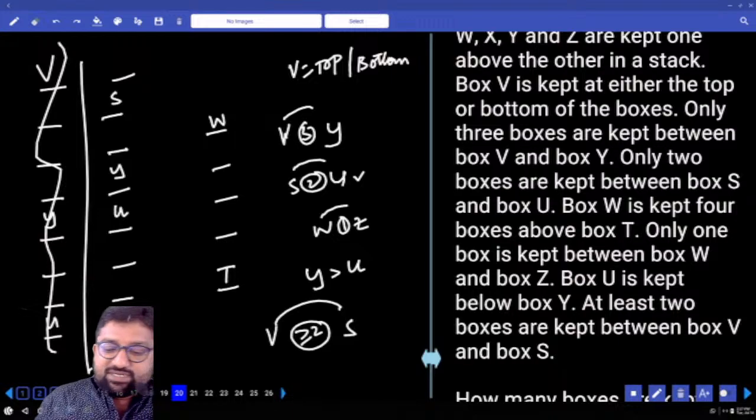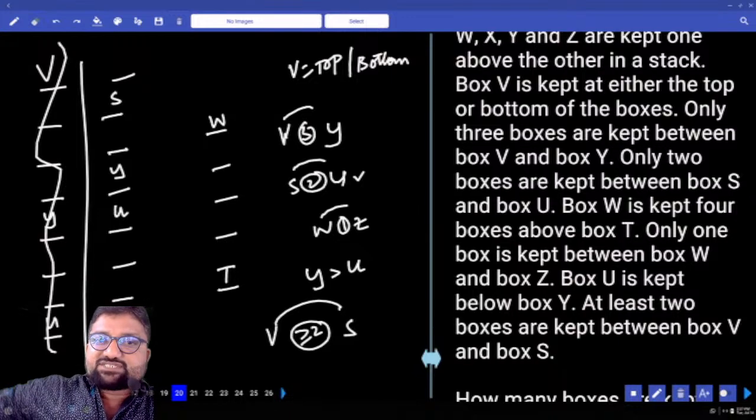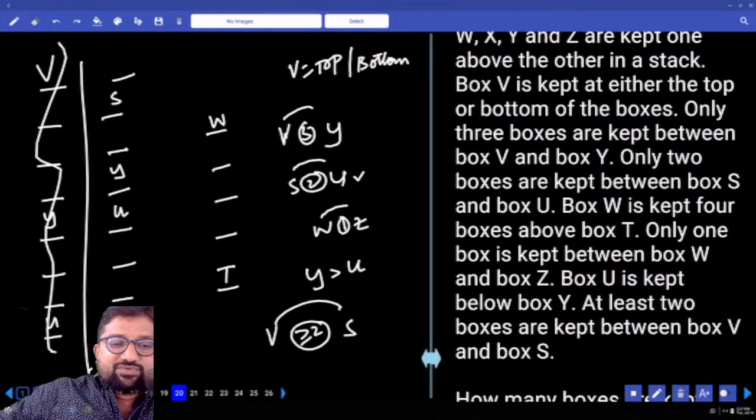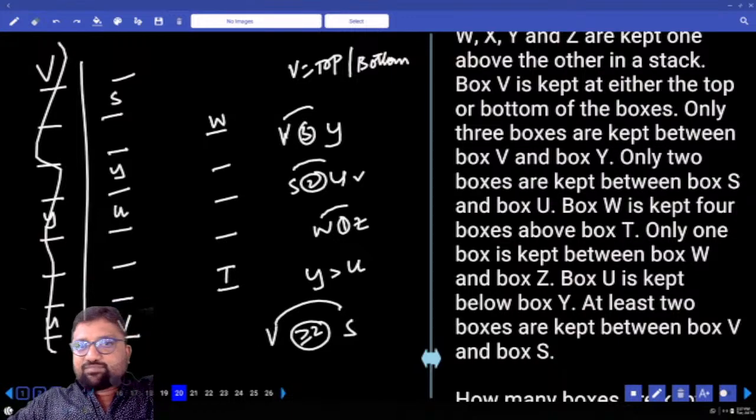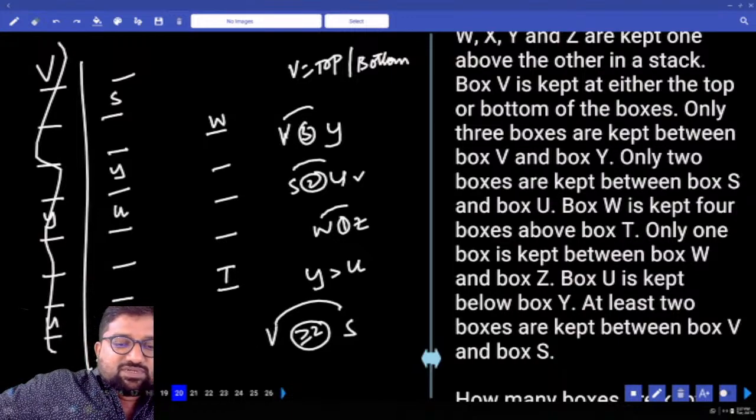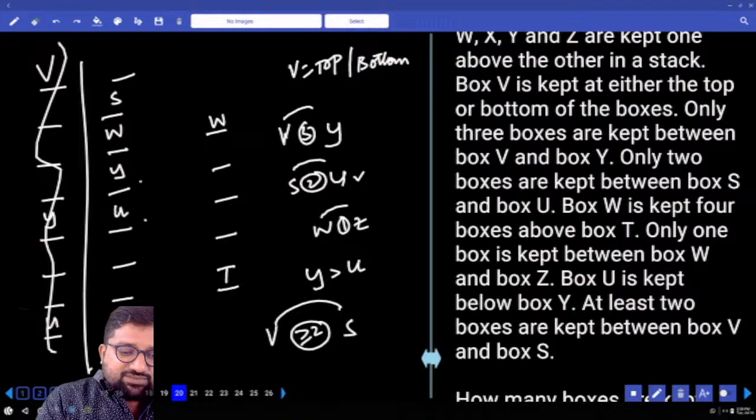Yes. More than 2 between V and S. Condition satisfied or not satisfied? Satisfied. Next I should go for what? W and T. Tell me, where should I go for W? Can I go for W in the topmost place? If I go for W in the topmost place, 3 boxes gap and then I need to put T. But that position is occupied by Y. So can I go for W here? 1, 2, 3. This is T.